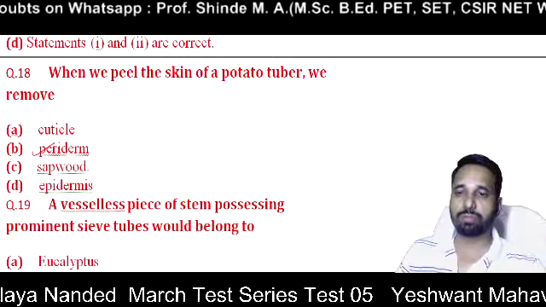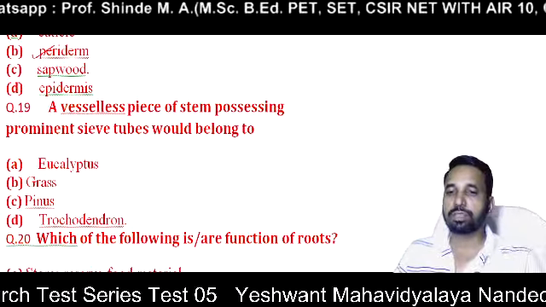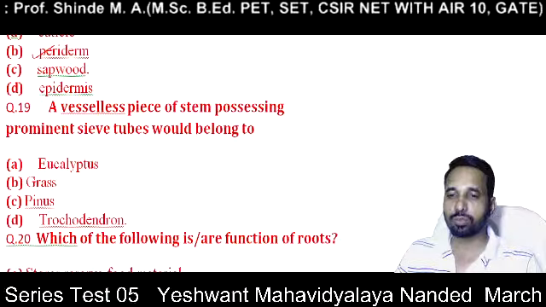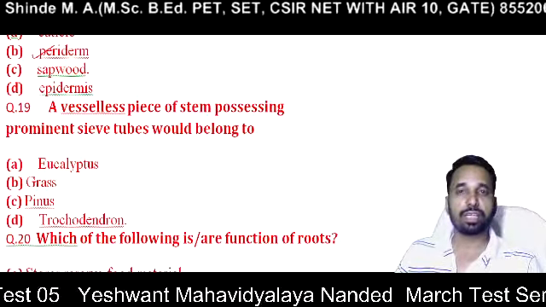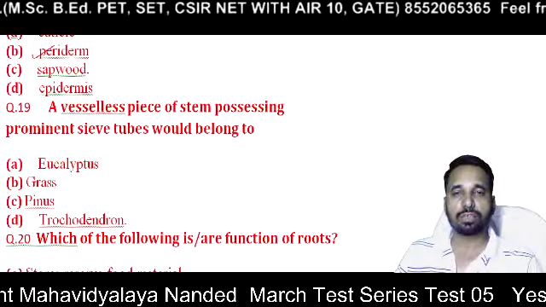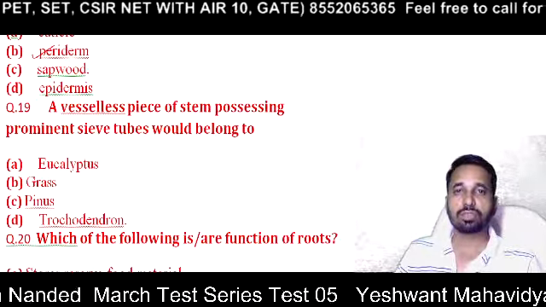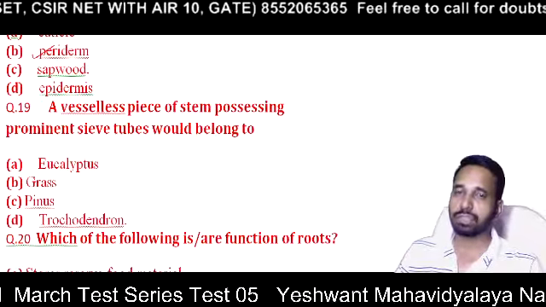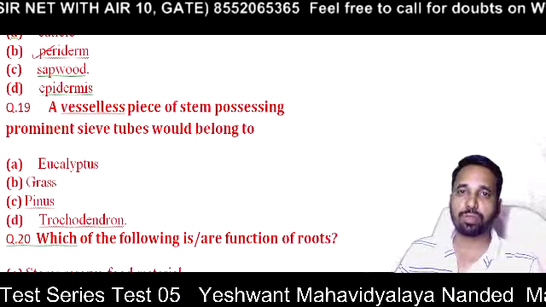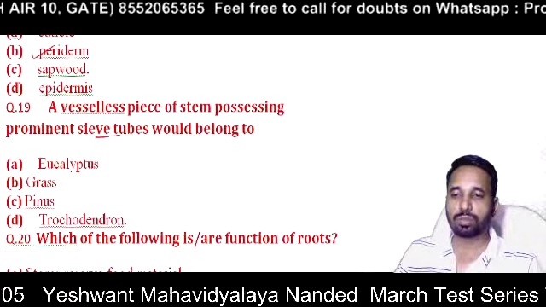Next one, this is also a very famous question, so you shouldn't forget this one. A vessel-less piece of the stem possessing prominent sieve tube would belong to? Very interesting question. Now see here, a stem is there which is without vessel. It means it must have tracheids. So tracheids are present in pteridophytes, gymnosperms, and very few angiosperms. And prominent sieve tubes are there.